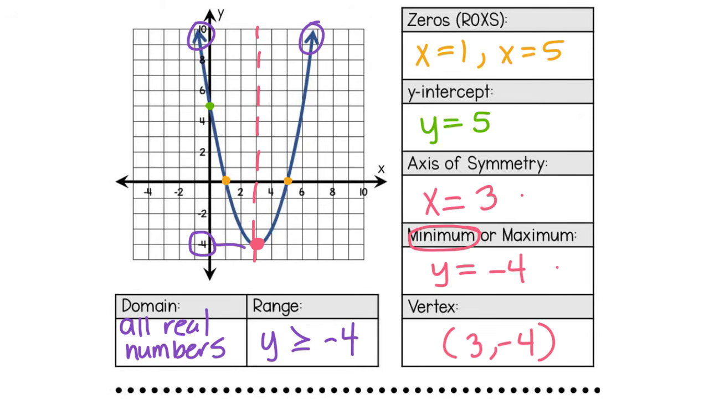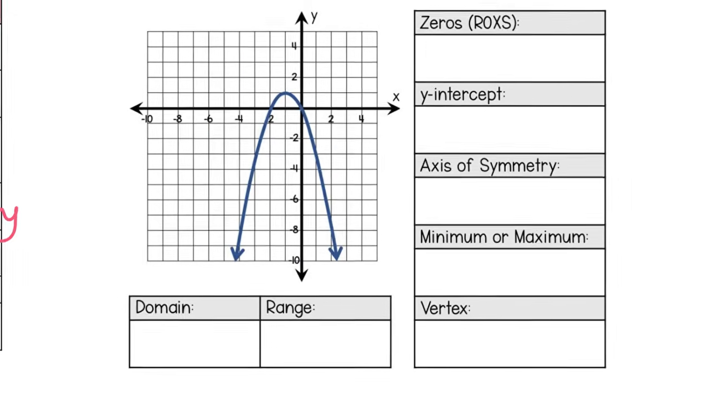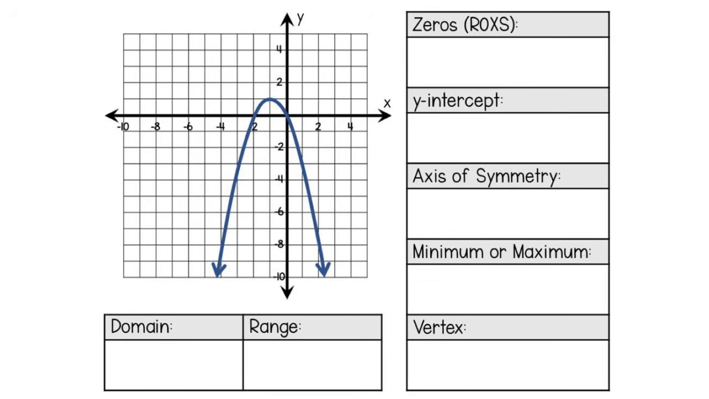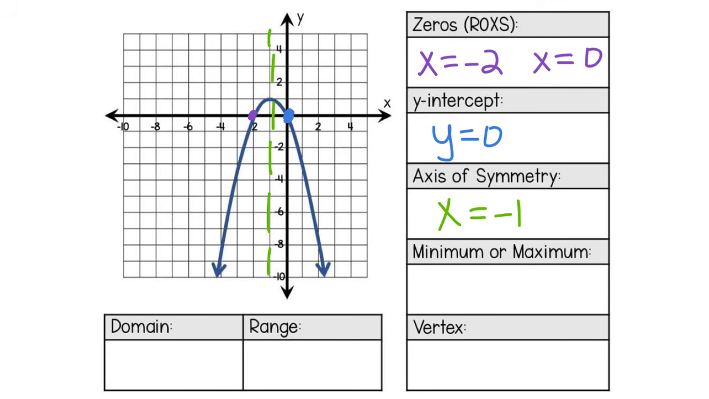All right, let's look at one more graph and do the same thing. So here we are. Let's start with our zeros. The two places where it crosses the x-axis. It crosses at x equals -2 and again at x equals 0. Y-intercept just so happens to also be on top of one of those x-intercepts, so it's going to be at y equals 0. It goes through the origin. Okay, axis of symmetry. Where would I have to draw my line if I wanted to cut this parabola in half? And that is at x equals -1.